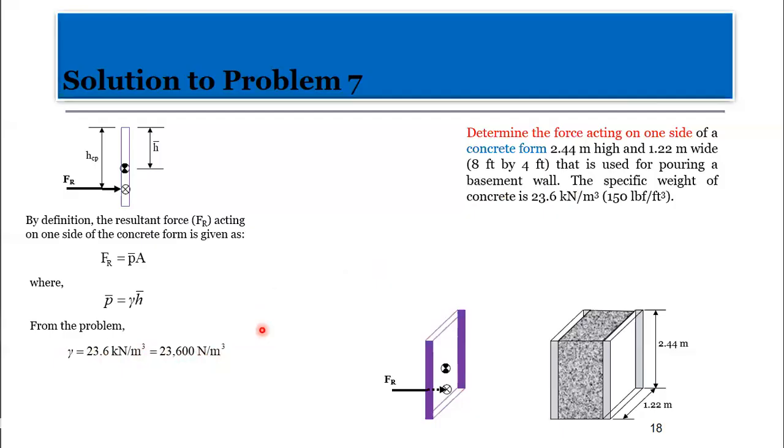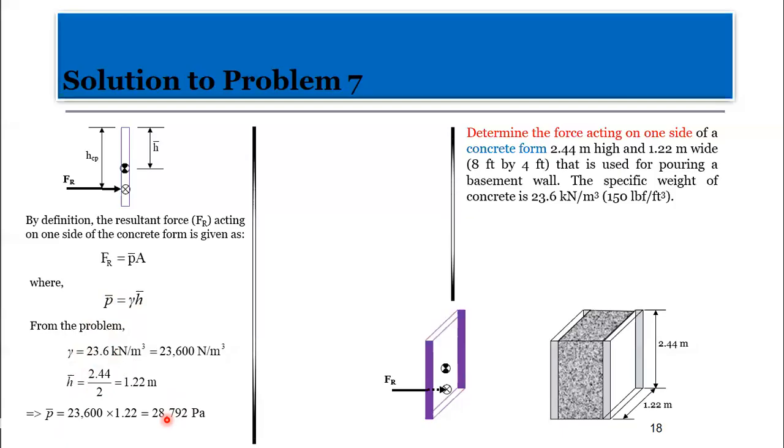All right. Now, h bar is simply half of this, right? So it gives us half times 2.44. That's 2.44 divided by 2, and we have this value. So this simply means that if I know my h bar and the gamma, I can simply find my P bar. So this gives a P bar of 28,792 pascals, right? Now, we are still yet to find the others.